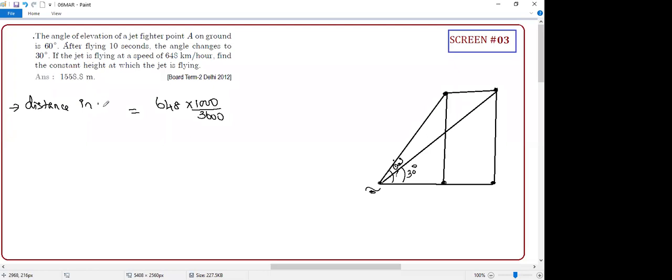Distance in how many seconds? 10 seconds. This is for 1 second. 10 seconds means you have to multiply by 10. So multiply by 10 seconds. Are you clear how this is getting formed?